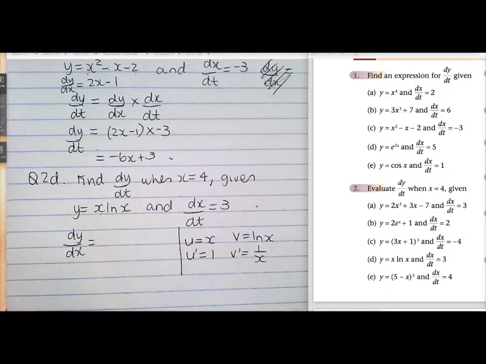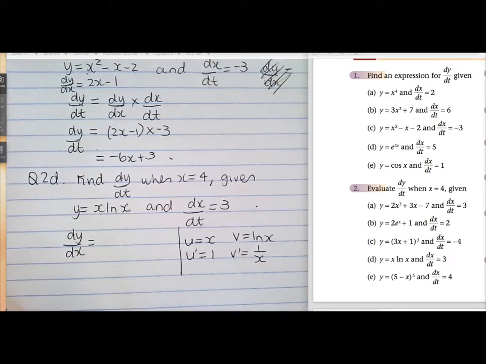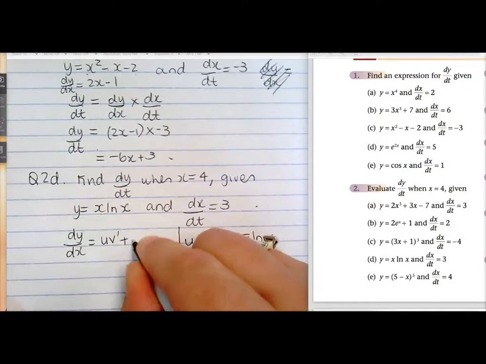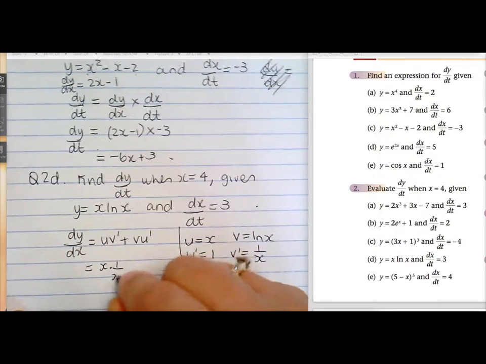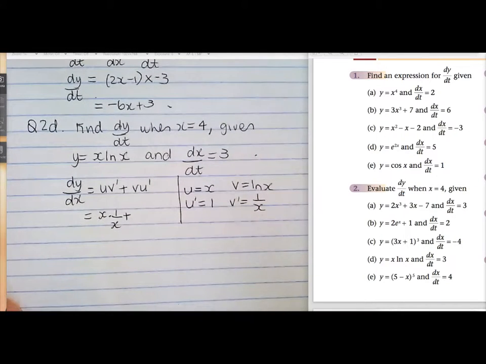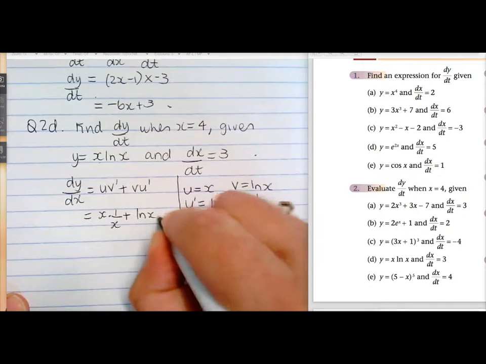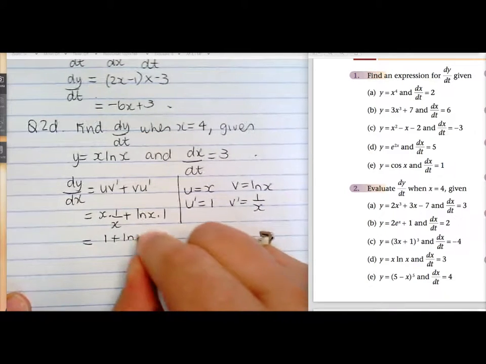Thank you, Megan. Okay, so therefore dy/dx is, formula? It's either uv dash plus vu dash or vu dash plus uv dash, either one. I'm used to writing it as uv dash plus vu dash. Okay, u times v dash is x times 1 on x, plus v times u dash is ln x times 1. So therefore dy/dx is 1 plus ln x.